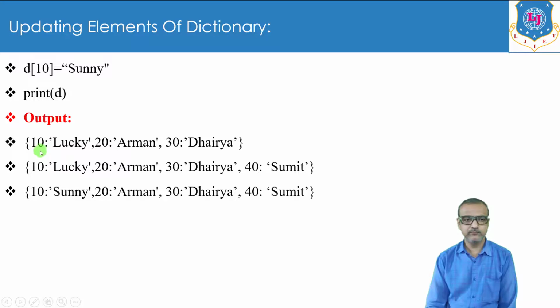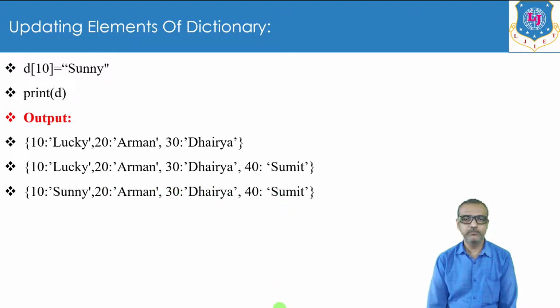For the first print D statement, we have these key-value pairs: for 10 we have Lucky, for 20 we have Arman, and for 30 we have Dhairya. And if we add one key, that is 40, and assign the value Sumit, we will have this output. So one entry will be added to this dictionary. After D of 10 equals Sunny, what will be the output? The value Lucky, which is assigned to key number 10, will be replaced by Sunny. So we will have this output.